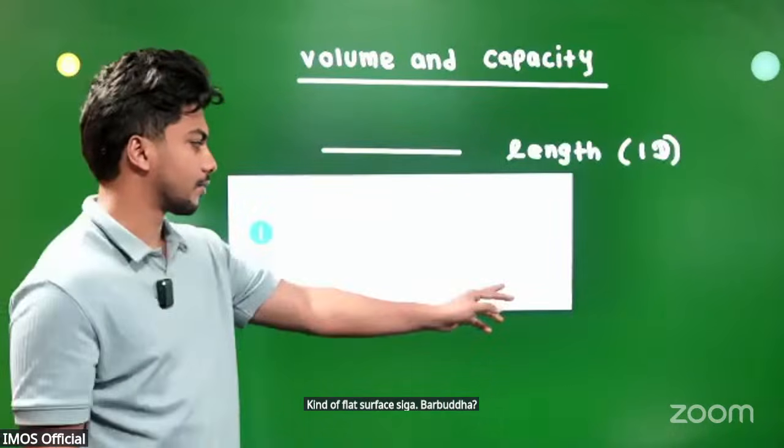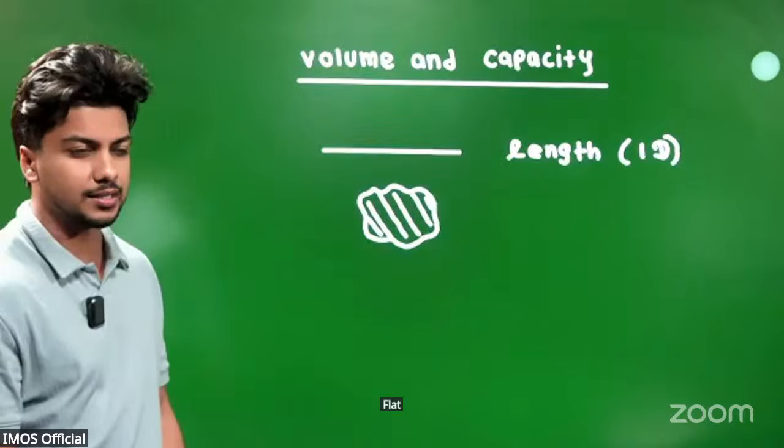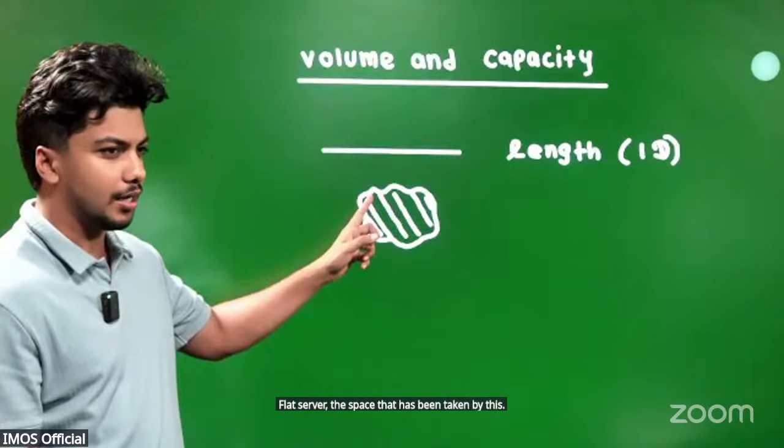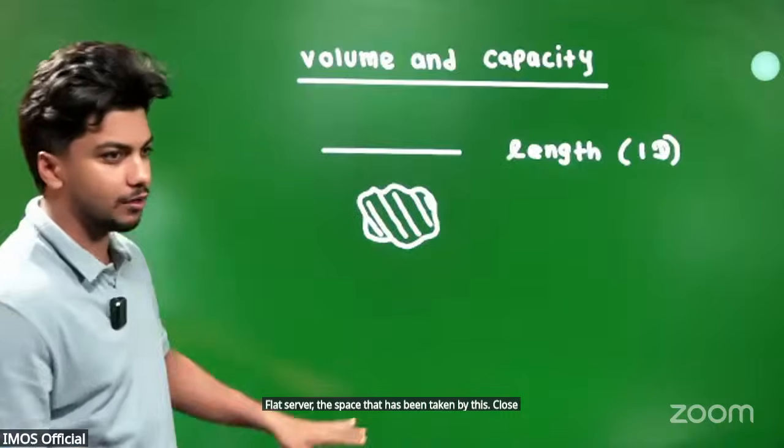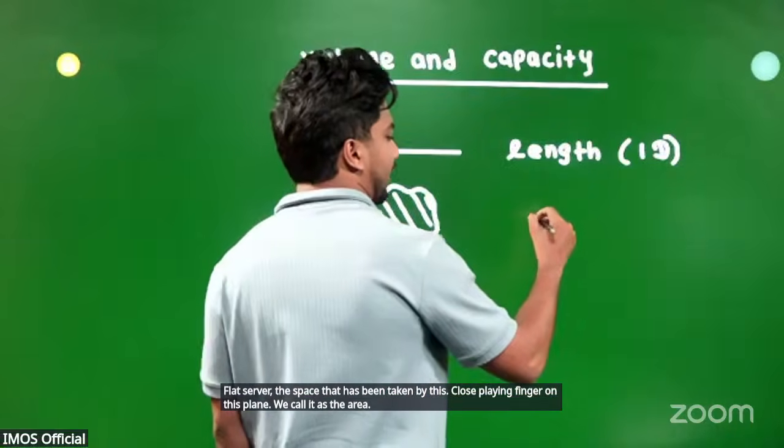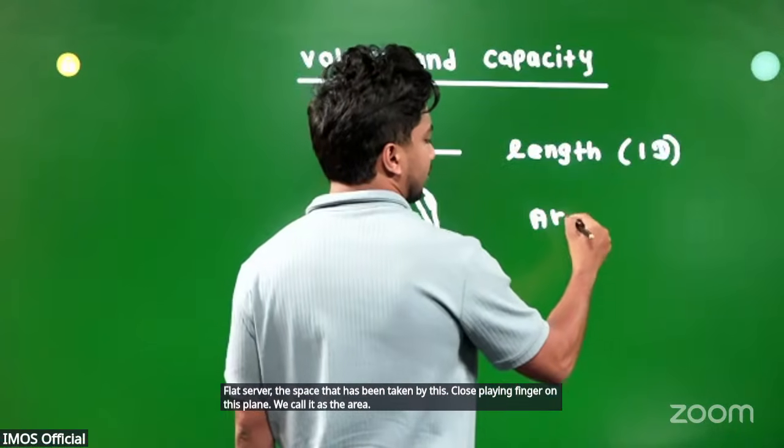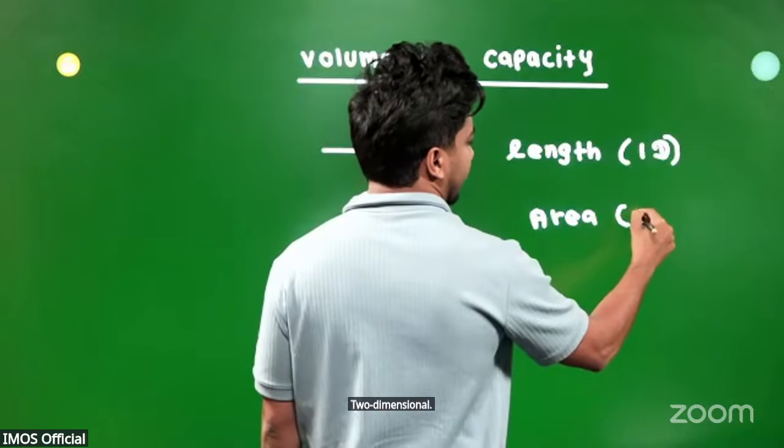Flat surface. The space that has been taken by this closed plane figure on this plane, we call it the area. The area is two-dimensional. You have to understand, the area is 2D.